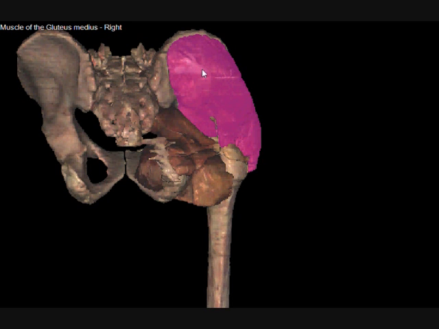The muscle fibers pass downwards and forwards and insert onto the anterior surface of the greater trochanter of the femur.